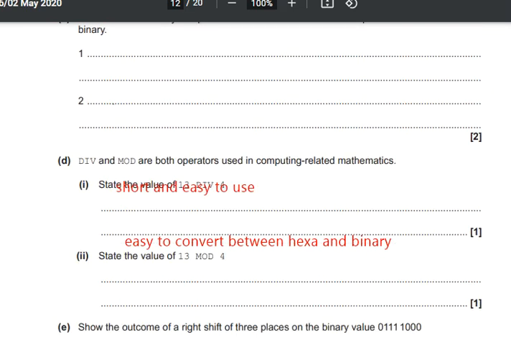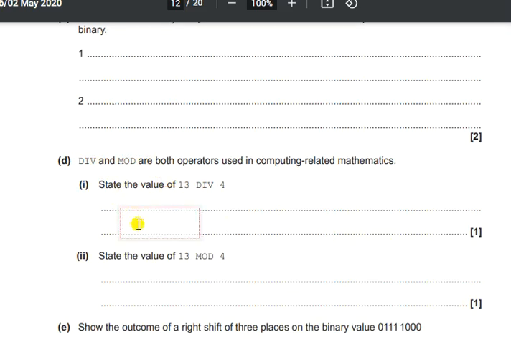So now let us look at the next question. The next question asks, what is the difference between the div and the mod operators? We have to remember that div will give us the quotient and mod will give us the remainder.